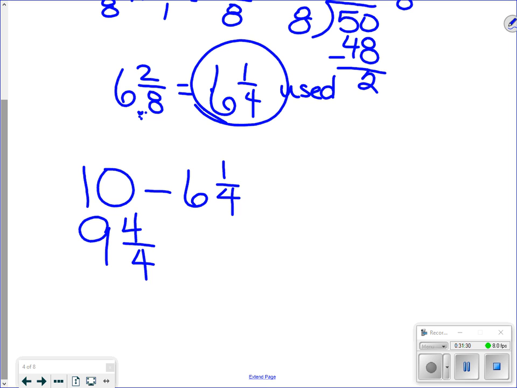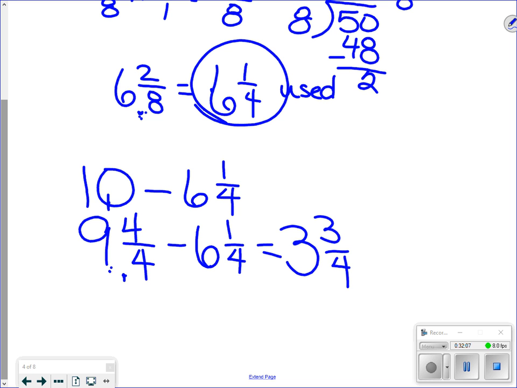This should ring a bell. This is equal to this. It's the same exact thing. I just took one of my pizzas and sliced it. 4/4 is 1. 9 and 4/4 is equal to 10. Same thing. Now I can take away a fourth of a pizza. 9 minus 6 is 3. 4 minus 1 is 3. Keep your denominator.